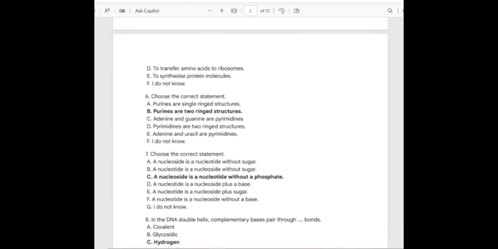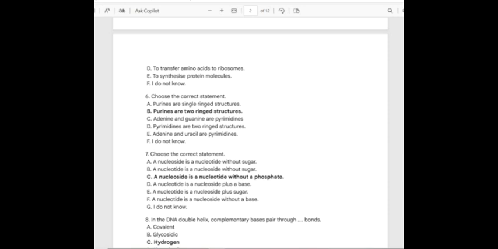Six, choose the correct statement. A, purines are single-ringed structures. B, purines are two-ringed structures. C, adenine and guanine are pyrimidines. D, pyrimidines are two-ringed structures. E, adenine and uracil are pyrimidines.